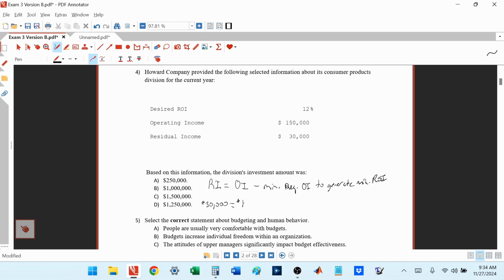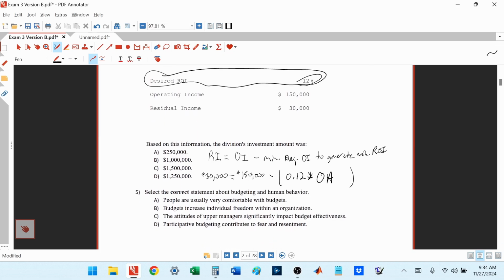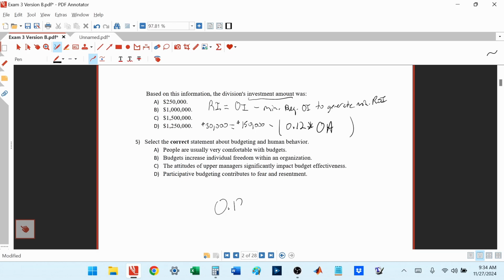Our current operating income given to us is $150,000. And at minimum, we need to earn 12% on our investment, on our operating assets. And so we have this equation, and all we have to do is solve for OA, and that'll be the investment amount or the operating assets. So let's put 0.12 OA on this side, and then subtract 30,000 over here. Just do basic algebra. So we're left solving this equation, and so our investment amount must be, it looks like $1 million. So our total operating assets must be valued at $1 million.